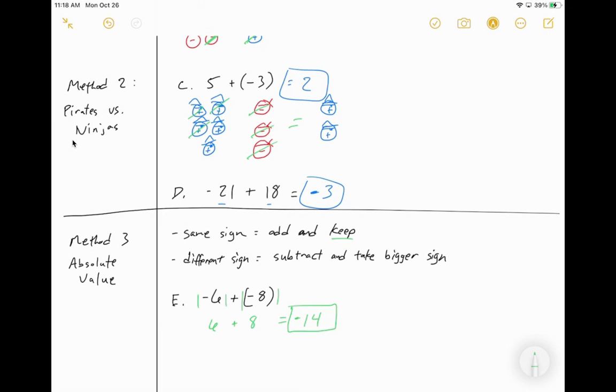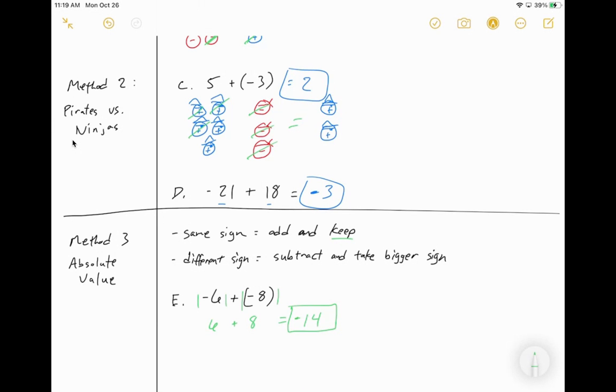right? If you want to use our pirates and ninjas example, this would be like 6 ninjas are walking down the street and then they see, or sorry, yeah, ninjas, negatives. 6 ninjas are walking down the street. They see 8 more ninjas and you know what? They say, hey, the more the merrier. And now there's 14 ninjas all hanging out, right? No one cancels out. No one gets in a fight. They're all together.